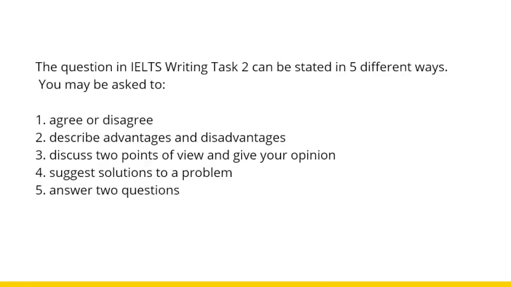In IELTS writing task 2, you'll be asked to show your opinion and be able to defend your point of view. The question in IELTS writing task 2 can be stated in 5 different ways, or in other words, we can call it 5 different essays that you'll be asked to complete. You may be asked to, number 1, agree or disagree, number 2, describe advantages and disadvantages about a particular topic, and number 3, discuss 2 points of view and give your own opinion and which one you support.